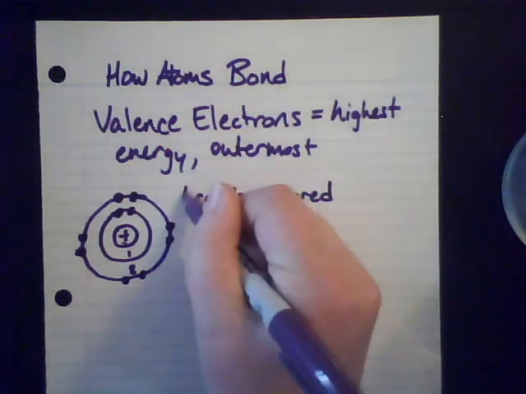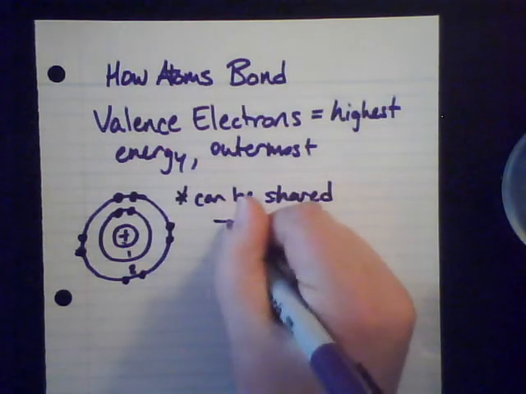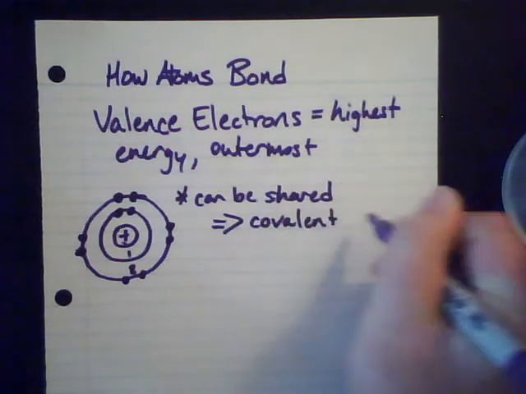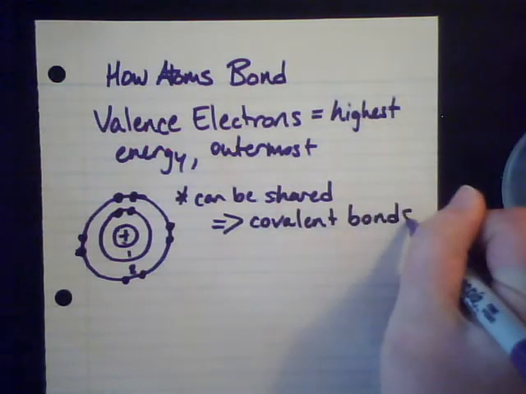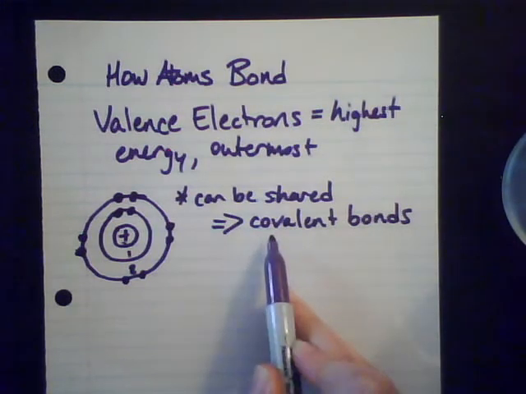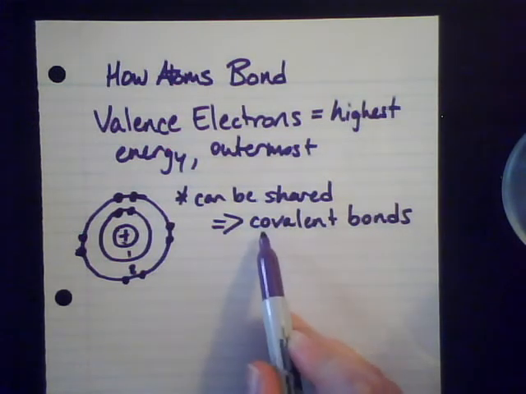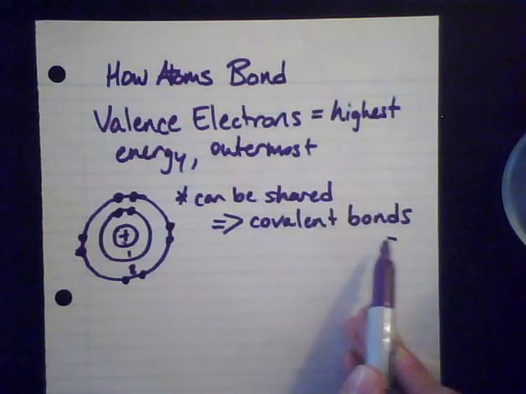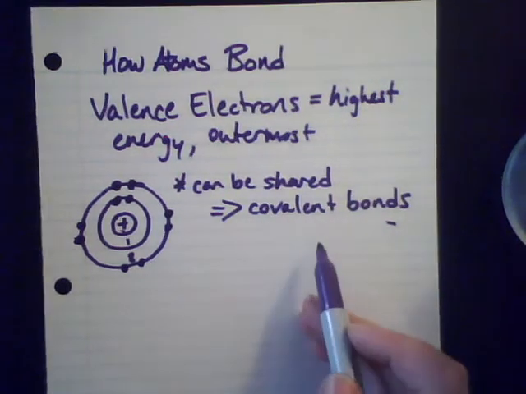and if we're sharing valence electrons, we call this a covalent bond. Covalent, meaning co is sharing, like if you cohabitate with someone, then you're sharing a house with them. Covalent bonds means that we're forming a chemical bond because of shared valence electrons.